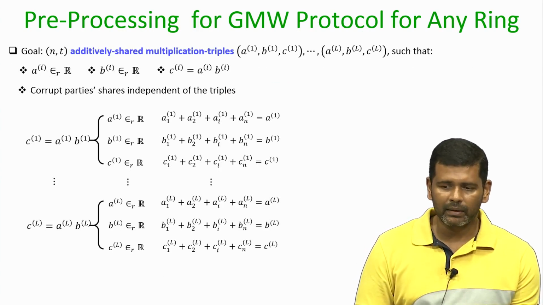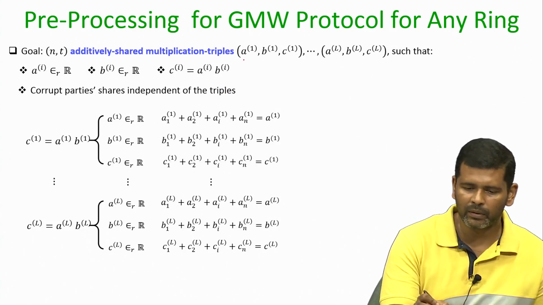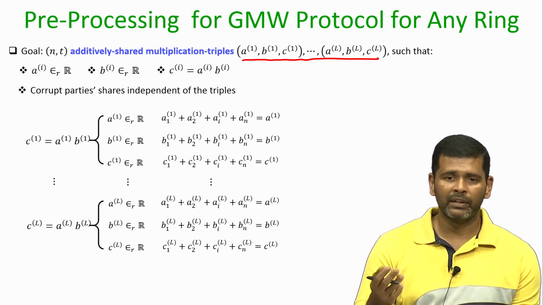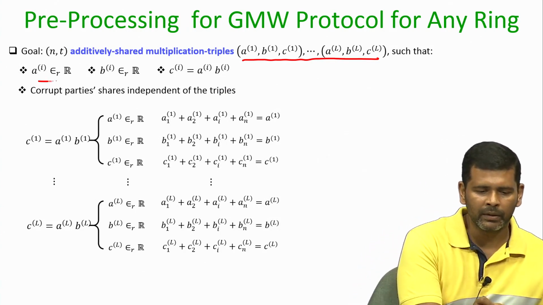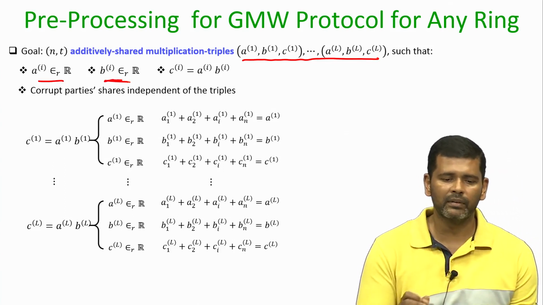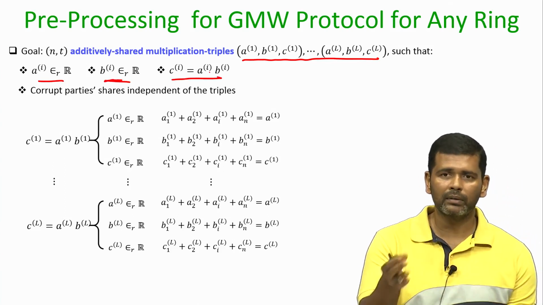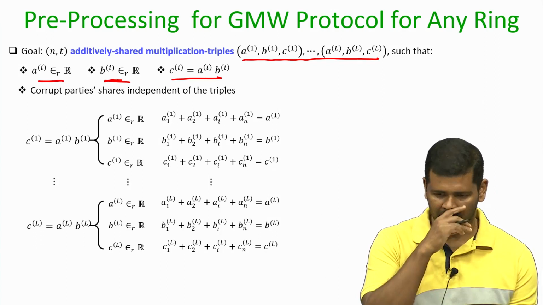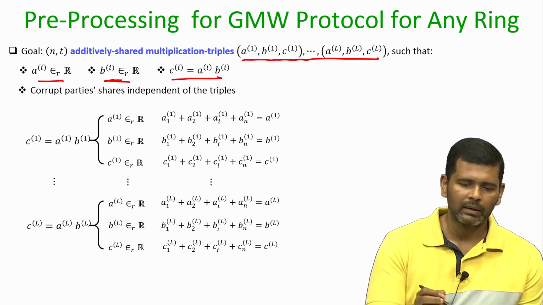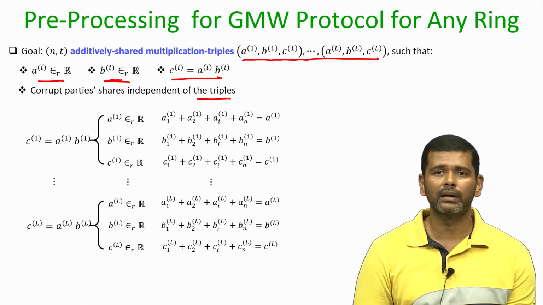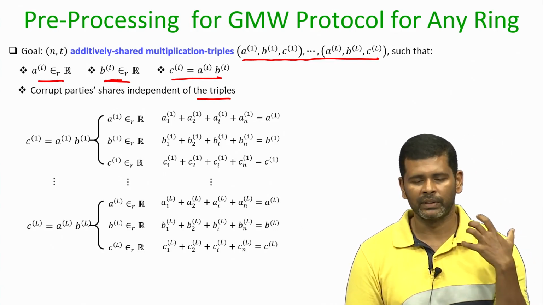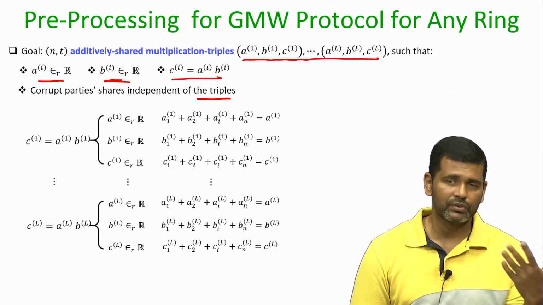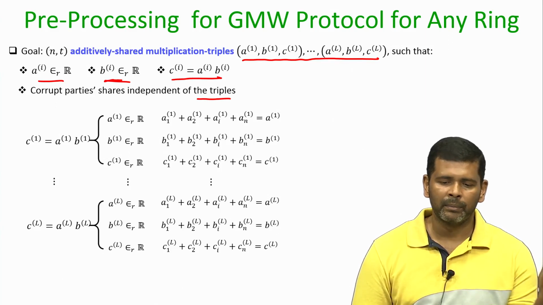So, when we say the n party case, the goal is the following: we now want to generate additively shared values over the rings, namely additively shared multiplication triples where the A and B components should be random ring elements, the C component should be the product of A and B component, and by product I now mean the multiplication of the ring, not the AND, because it need not be the Boolean ring necessarily. And throughout the process the corrupt parties, namely the parties which are under the control of the adversary, which are T in number, their view, their shares, should not reveal anything about the underlying A, B, C values.